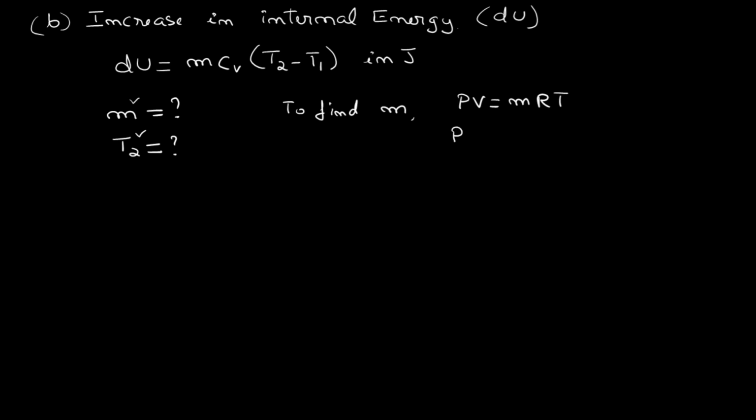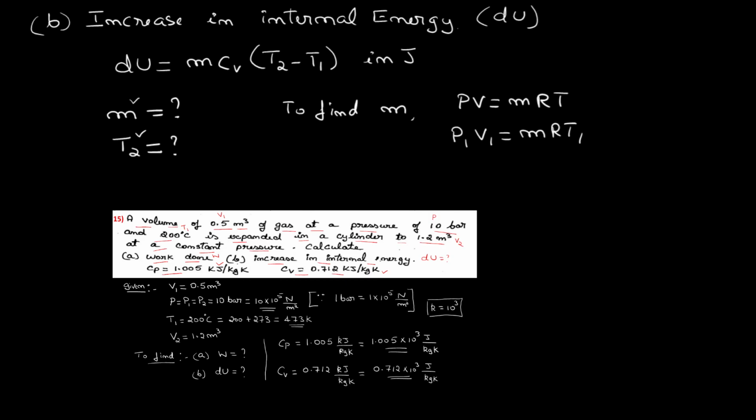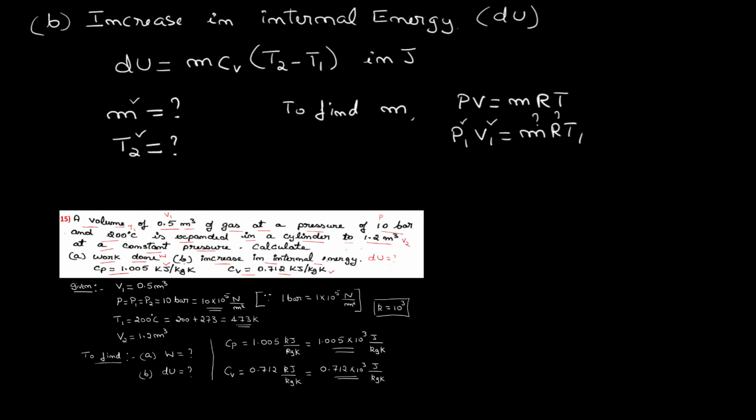For initial condition, I can write as P1 V1 is equal to mRT1. Here P1 and P2 are same, 10 into 10 to the power of 5 Newton per meter square. Initial volume is given. We need to find what is m. R is not given. T1 is given. Here again there is one more unknown, that is R.